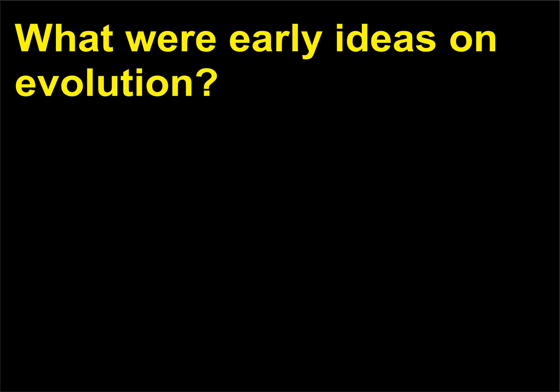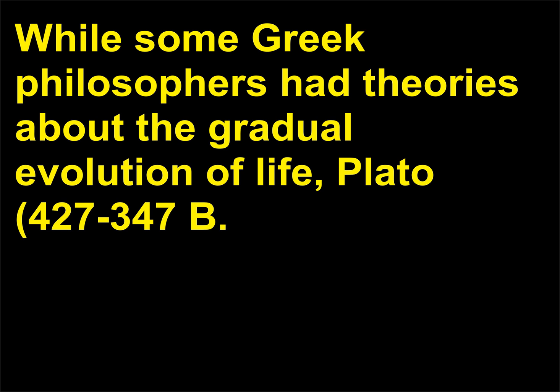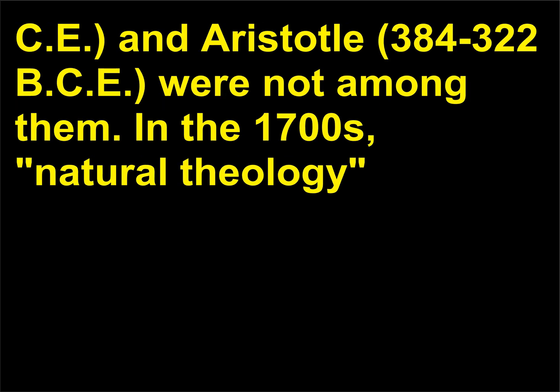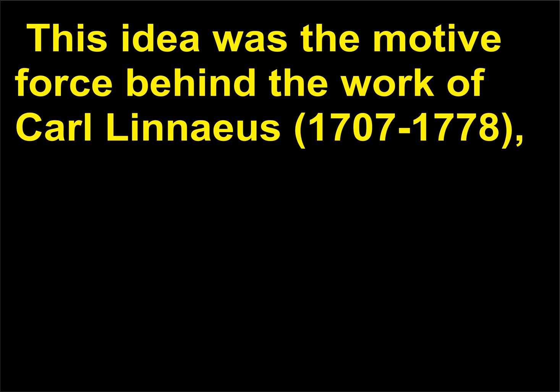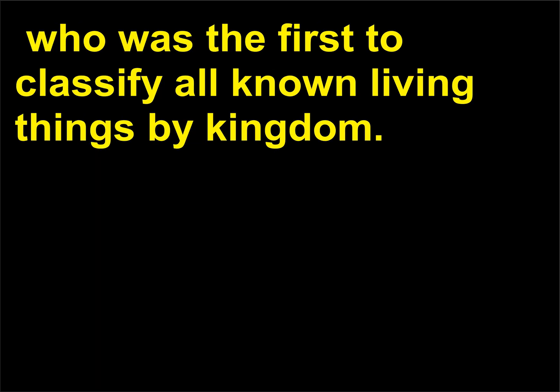What were early ideas on evolution? While some Greek philosophers had theories about the gradual evolution of life, Plato, 427 to 347 BCE, and Aristotle, 384 to 322 BCE, were not among them. In the 1700s, natural theology, the explanation of life as the manifestation of the Creator's plan, held sway in Europe. This idea was the motive force behind the work of Carl Linnaeus, 1707 to 1778, who was the first to classify all known living things by kingdom.